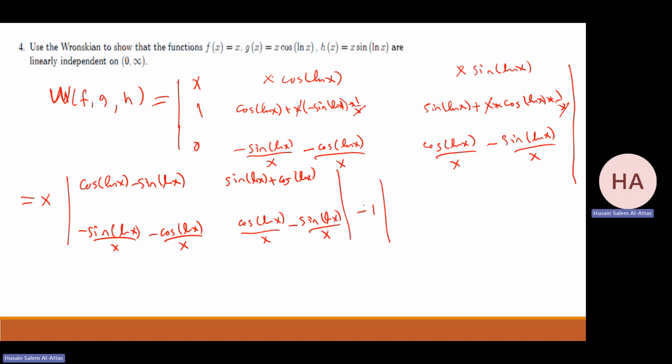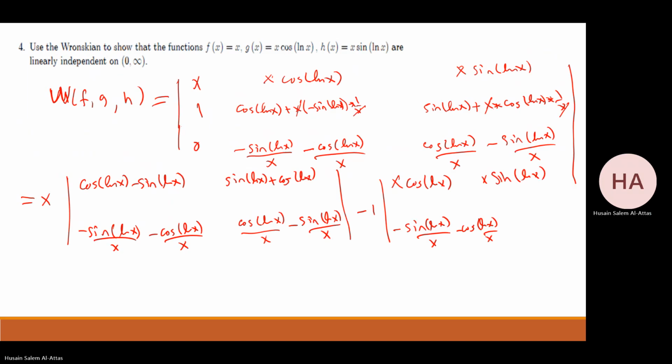And then minus 1 times what? This with this, I have x cosine ln x, x sine ln x. And I have minus sine ln x over x minus cosine ln x over x. Oops. And here I have cosine ln x over x minus sine ln x over x. Yeah, I think I need another page.